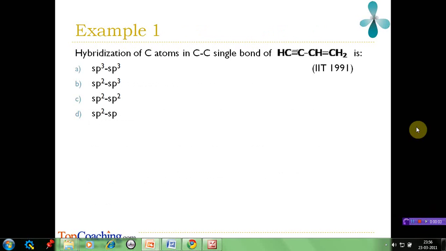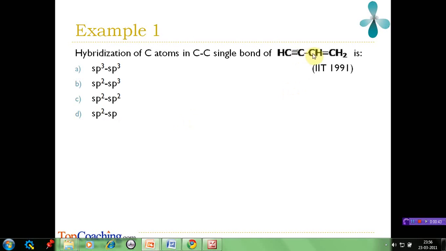There are quite a few examples given on this topic in our online course, so I suggest that you refer to that and solve as many examples as possible to get a grip on this topic. But in this session also we are going to solve a couple of examples. The first one is: hybridization of carbon atoms in the carbon-carbon single bond of this compound is choice A, sp3 sp3, choice B, sp2 sp3, choice C, sp2 sp2, and choice D, sp2 sp.